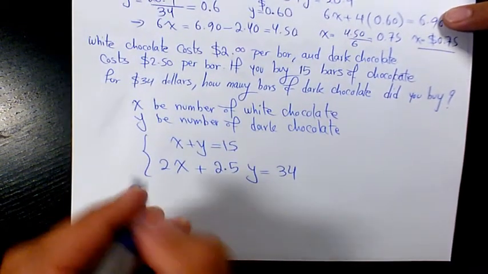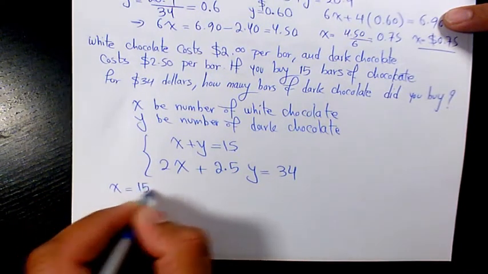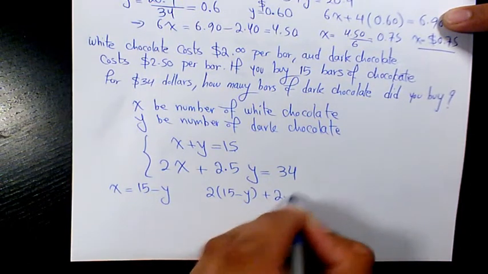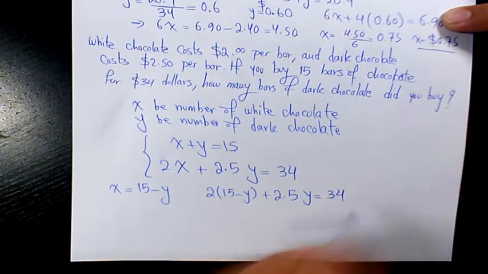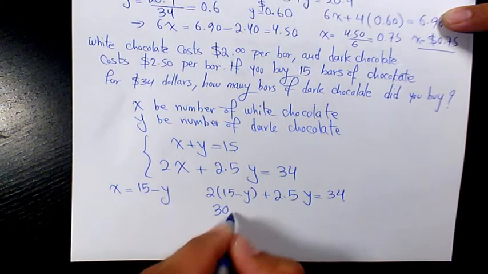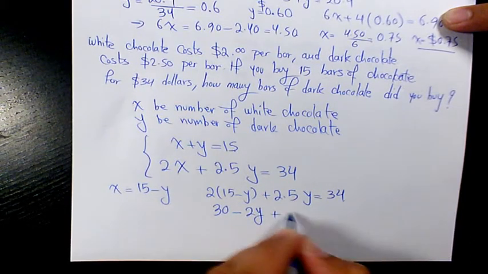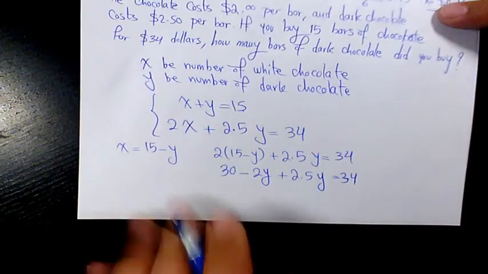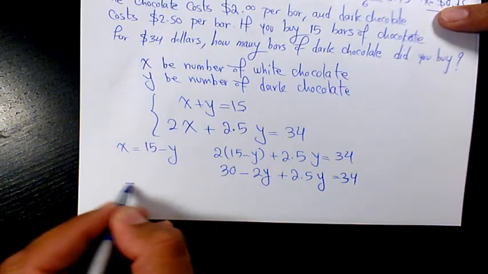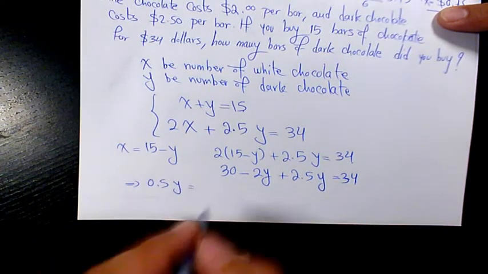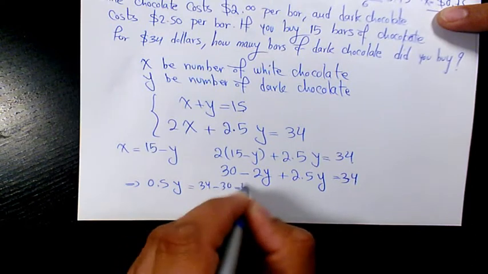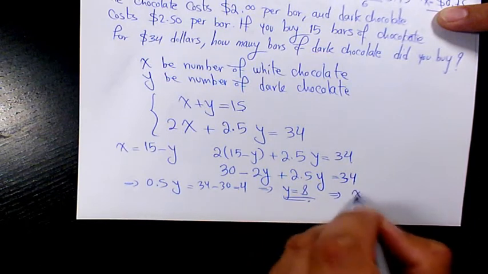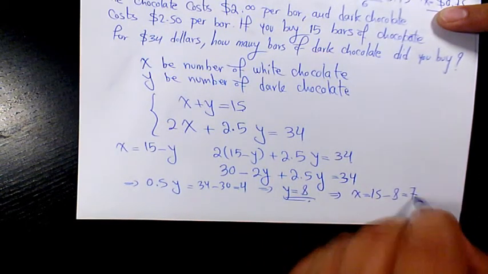So if you use the substitution method, x equals 15 minus y. When you sub it there, 2 times (15 minus y) plus 2.5y equals 34. So 2 times 15, 30, minus 2y plus 2.5y equals 34. So it's going to be 0.5y equals 34 minus 30, which is 4. So it means that y is 8. Therefore, x is 15 minus 8.